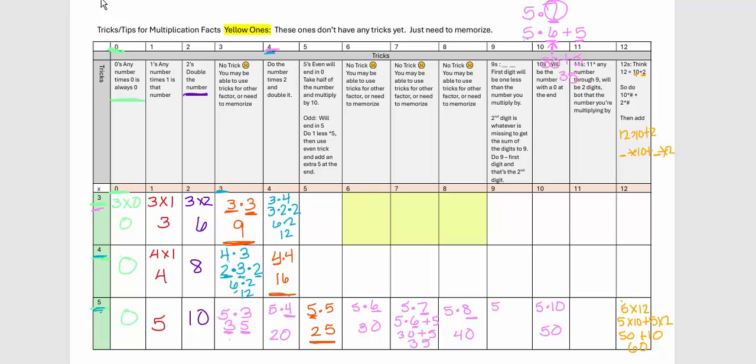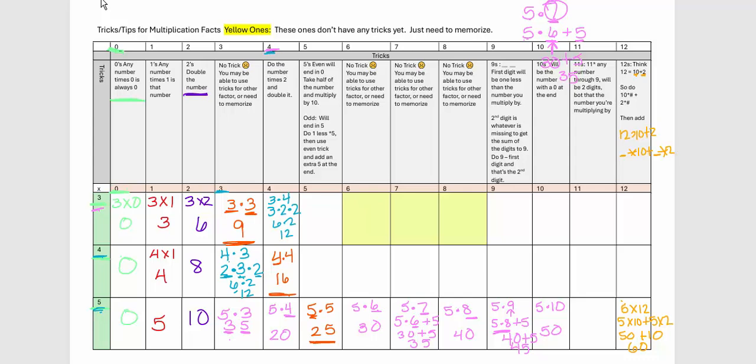For this one, 5 times 9, that's odd. Let's bump this down one. Let's do 5 times 8, but we still have to take care of the other 5, so we're going to add in one more 5. Now we're doing 5 times an even, so half of 8 is 4, so this is 40 plus 5, so this is 45.